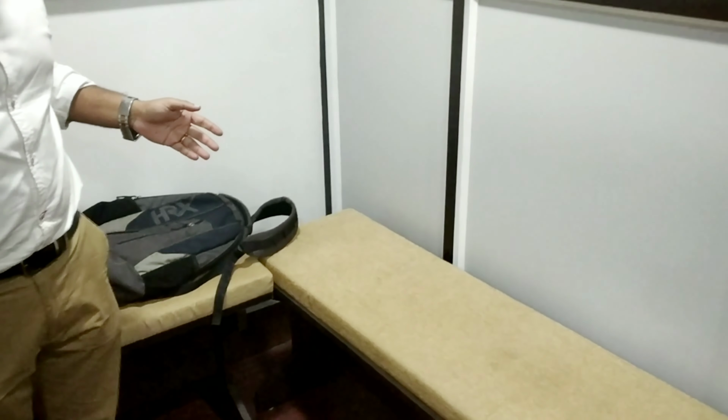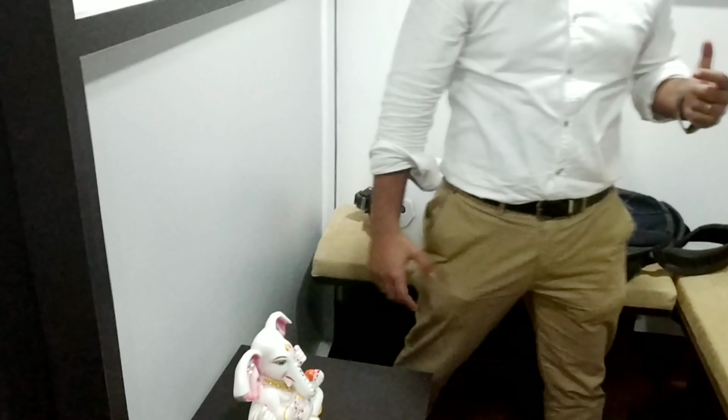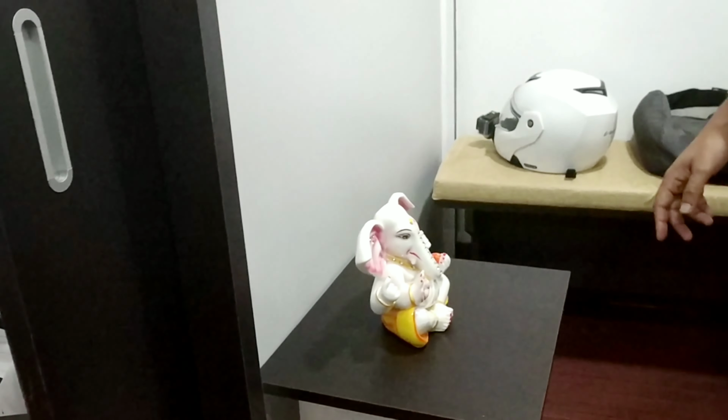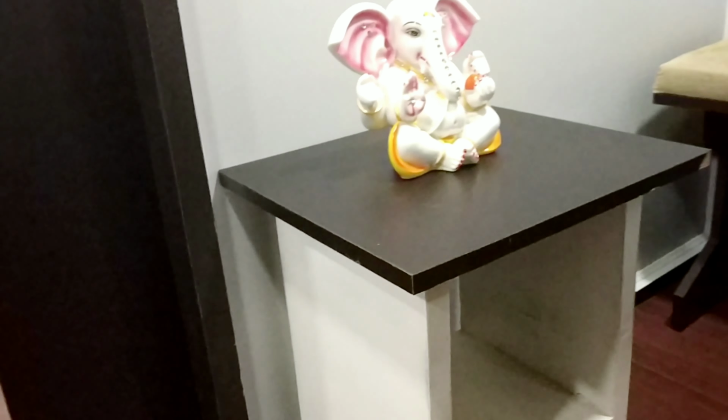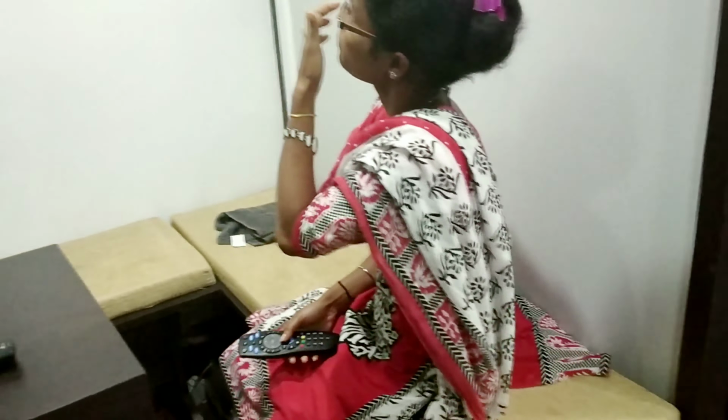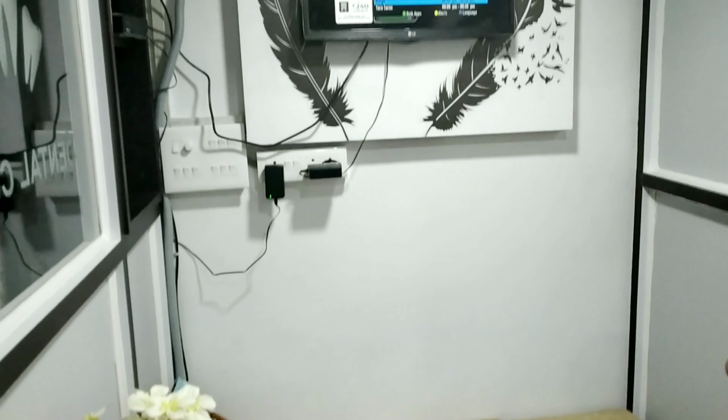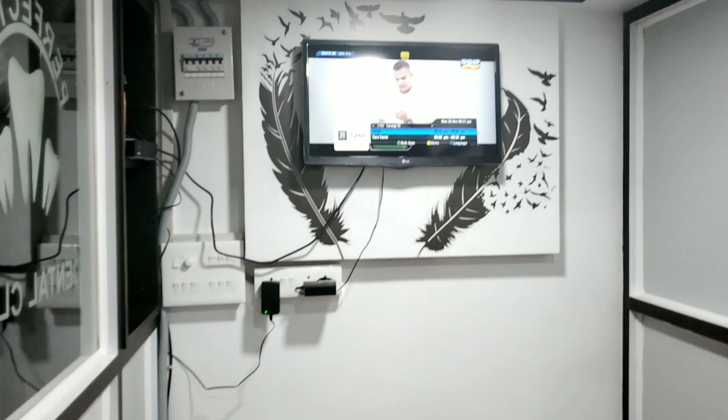So this is the waiting room. Approximately 4 to 5 people can easily sit in this place, and another antique area is there where I can keep my antiques. And this is the TV where the patients can wait and watch TV over here.